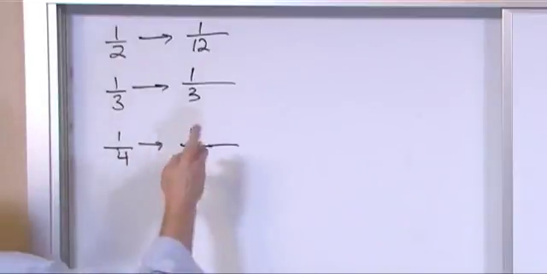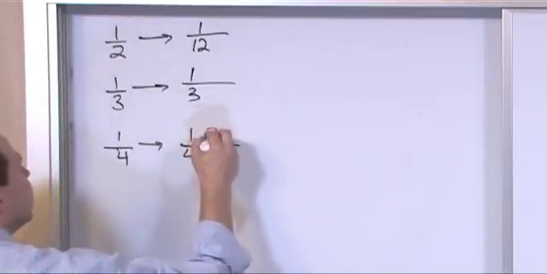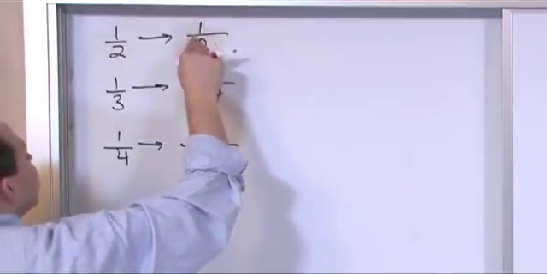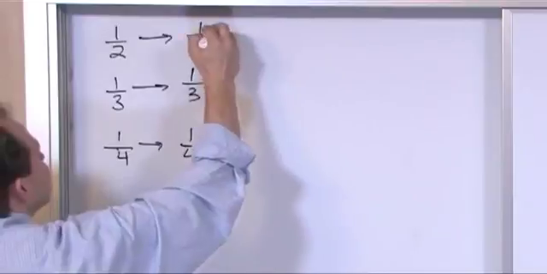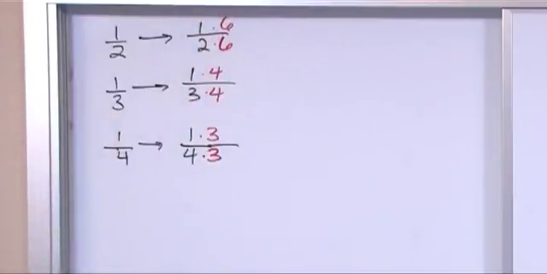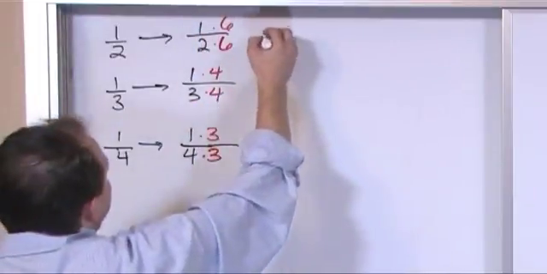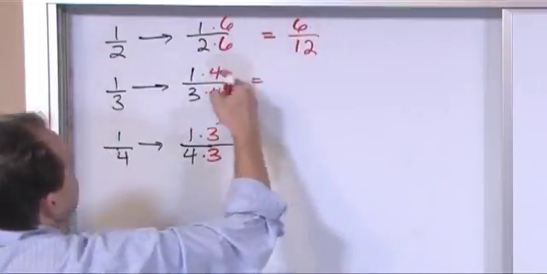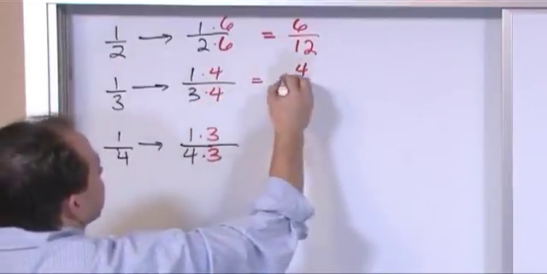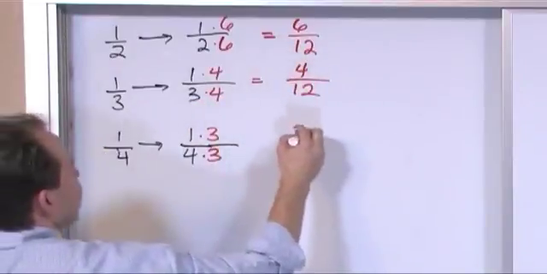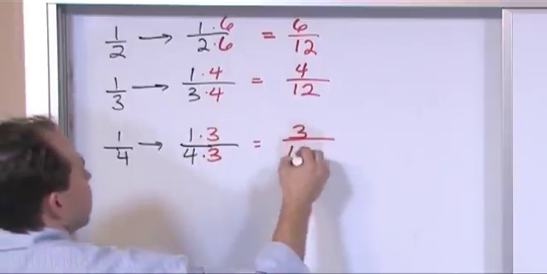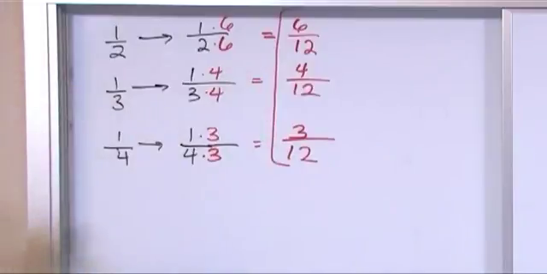Now, 4, I'm going to multiply by 3 to give me 12. 3, I'm going to multiply by 4 to give me 12. 12, whoops, this isn't 12, it's 2. 2 times 6, I'm going to target to give me 12. And so what I'm going to have on the top, 1 times 6 is 6, 2 times 6 is 12. 1 times 4 is 4, 3 times 4 is 12. 1 times 3 is 3, and 4 times 3 is 12. So look, that wasn't that hard. It's 6 twelfths, 4 twelfths, and 3 twelfths.